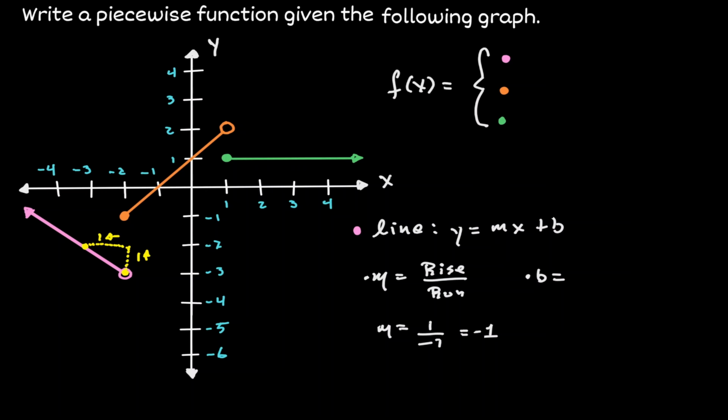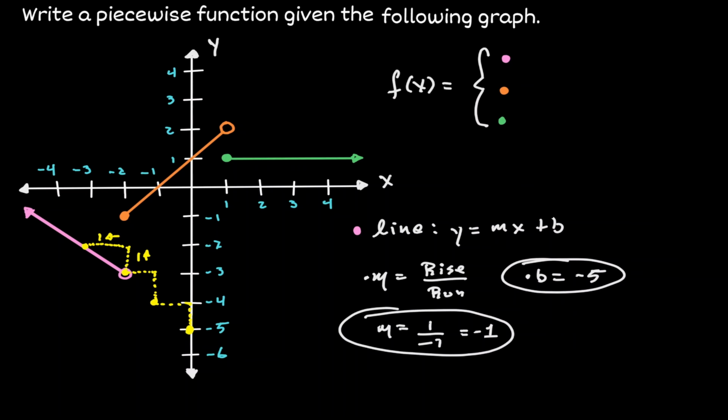So from the same point, let me move 1 unit to the right and 1 down. I'm at this location. I haven't intercepted the y-axis. Let me do that one more time: 1 unit to the right and 1 down. Notice that we're able to identify the y-intercept now. The y-intercept is at the value of -5. So now we have all the information that is needed to define this line. This line has a slope of -1 and also has a y-intercept at -5.